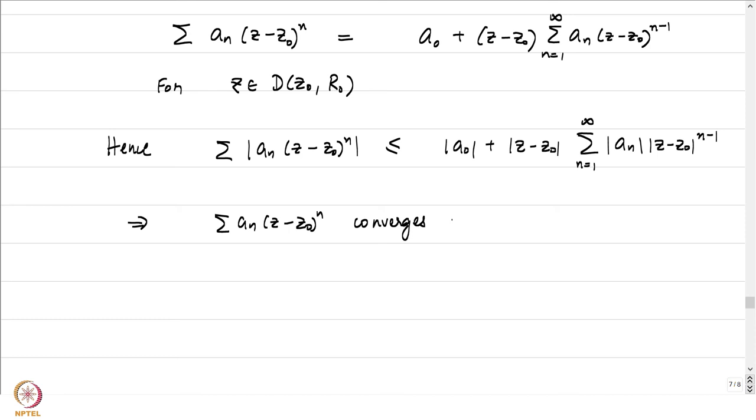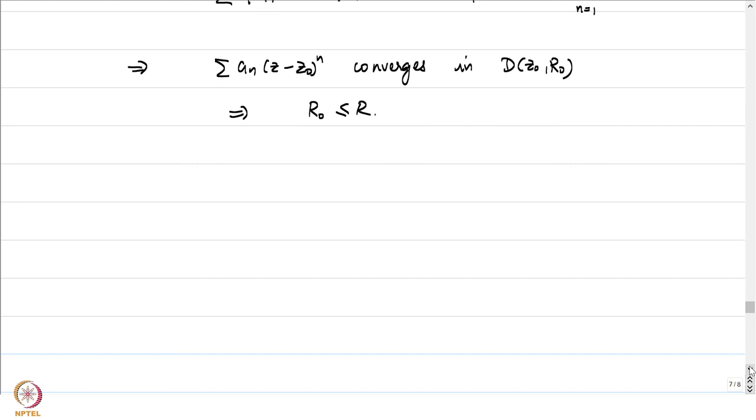D(z0, r0). But that immediately tells us that r0 is forced to be less than or equal to capital R, because for every point in the disk of radius r0 around z0, the series converges. And we know that outside the closed disk of radius R, summation a_n (z - z0)^n diverges. So, r0 is necessarily less than or equal to R. Let us now prove the reverse inclusion.